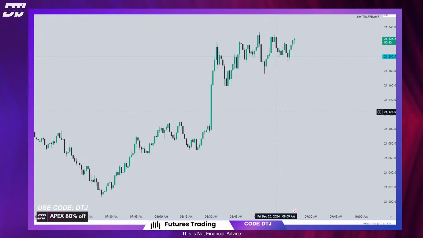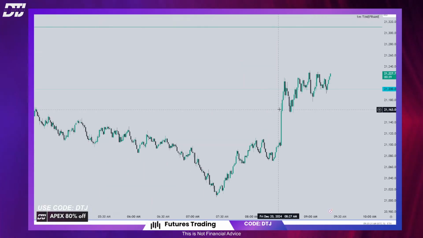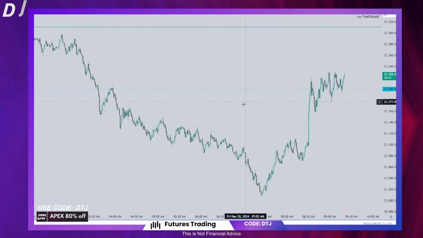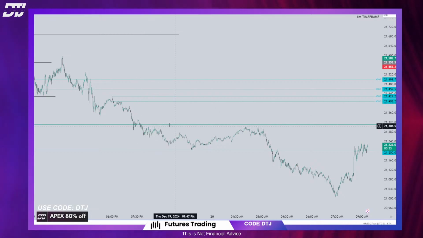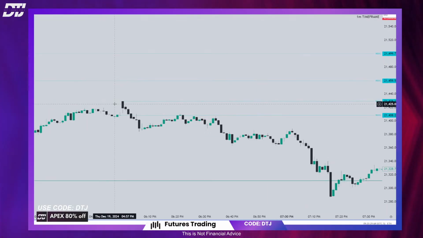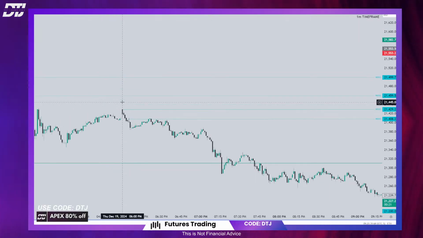I know it's kind of annoying, but you should be able to see my screen. We're going to get started and mark a couple different levels here this morning. I already did mark our new day opening gap right here. You can see our low and our high from the end of yesterday to the beginning of today.